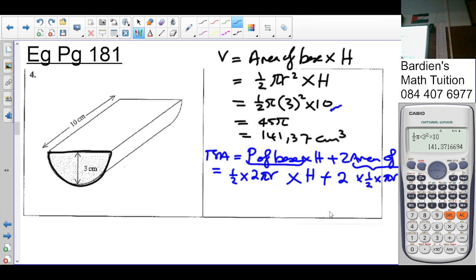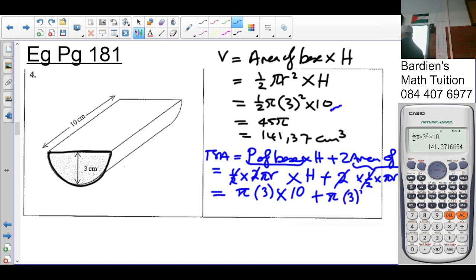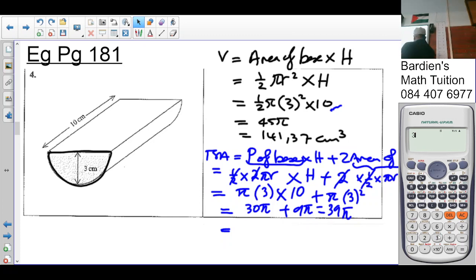So it's going to be half times 2 cancels, not so? So it's pi. What's the length of the radius? 3 times the depth of the object, 10, plus half times 2 is cancelled. Pi. What's my radius? 3 squared. So this is 30 pi plus 9 pi. It's 39 pi. Which is 122,5.